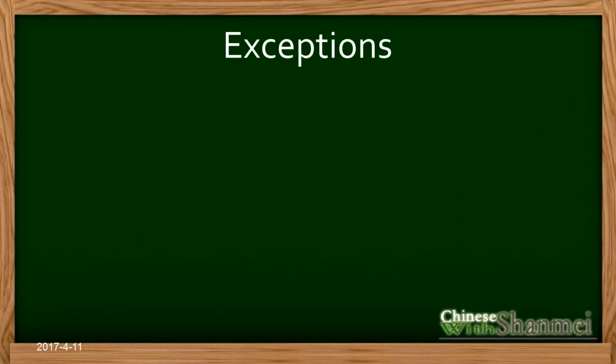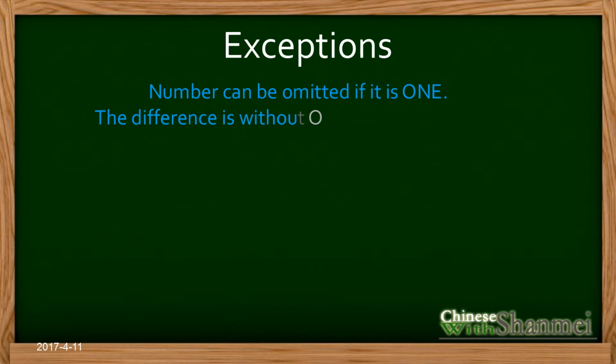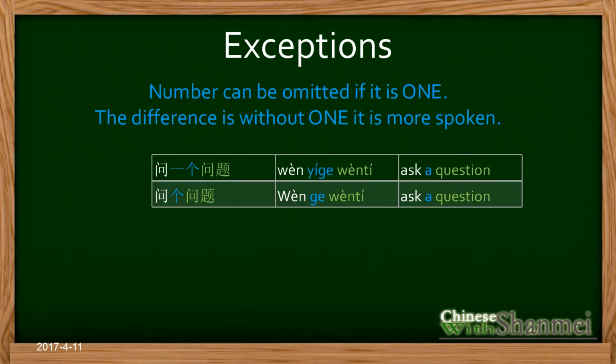Here are some exceptions. The number can be omitted if it's 1. The difference is without 1, it is more spoken. I'll show you some examples. You can read after me. Let's start from the first line. 问一个问题，问一个问题。The second line. 问个问题，问个问题。The only difference is that when you say 问个问题, it's more spoken than saying 问一个问题.